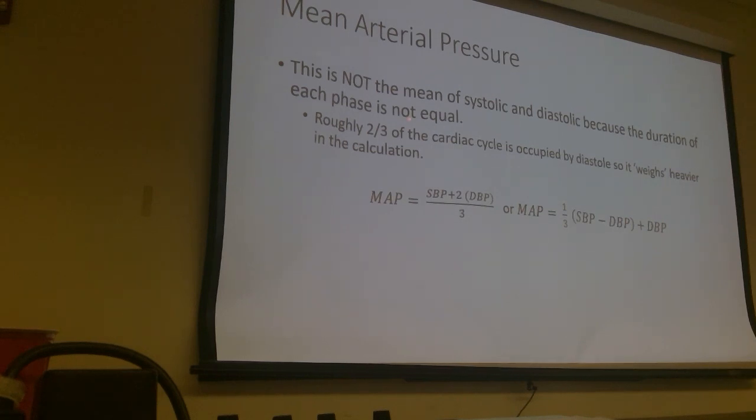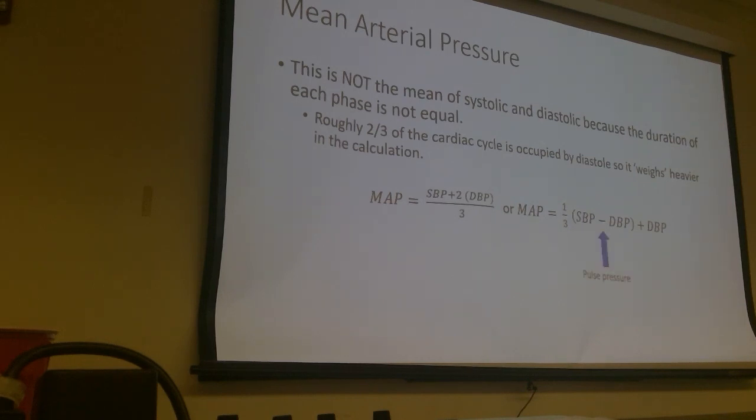The reason it is not a full mean is because the time points for systolic and diastolic phases in the heart are not the same. We spend about 2/3 of a cardiac cycle in diastole, so diastolic weighs more in the calculation of our mean arterial pressure. That's another reason why systolic being higher in the branch arteries is not going to result in a higher mean arterial pressure, because diastolic is having a greater impact. It doesn't matter which formula you use; they both give you the same answer.